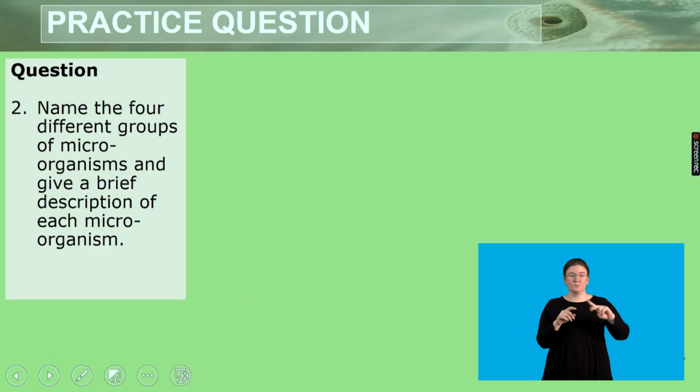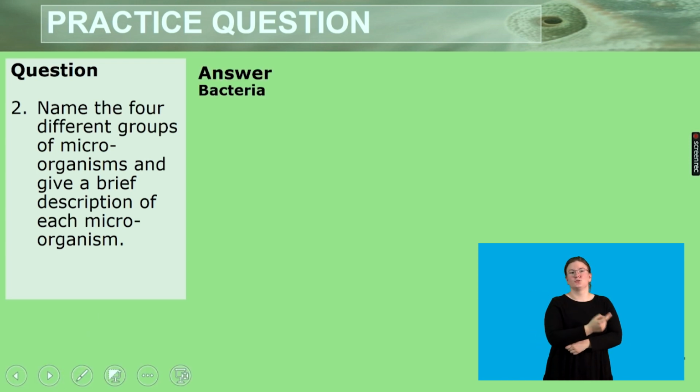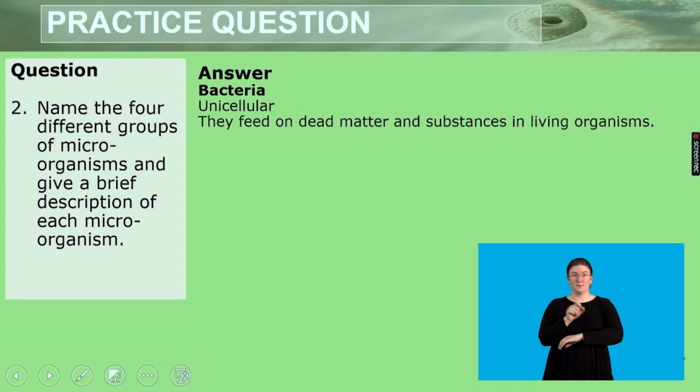Question 2 asks us to name 4 different groups of microorganisms and give a brief description of each microorganism. So we will start off by naming bacteria. We know that bacteria is unicellular, meaning it consists of one cell. We know that bacteria also feed on dead matter and substances in living organisms.